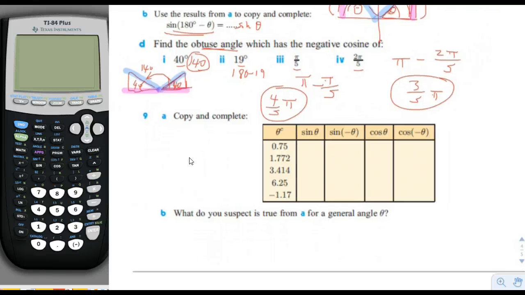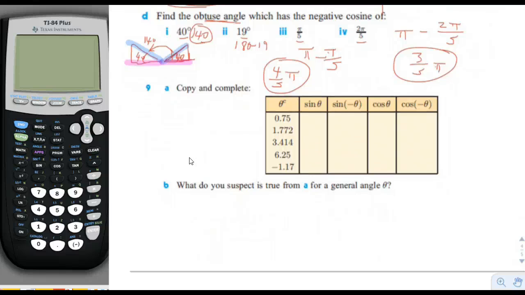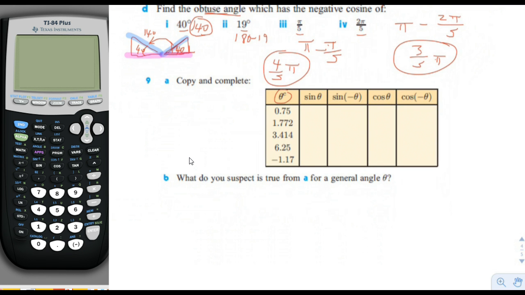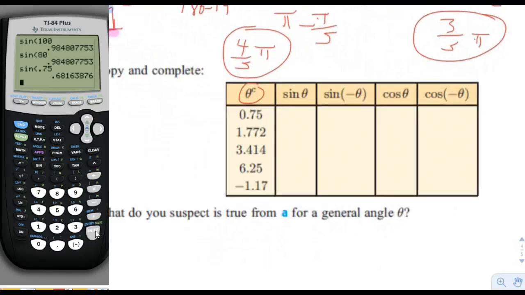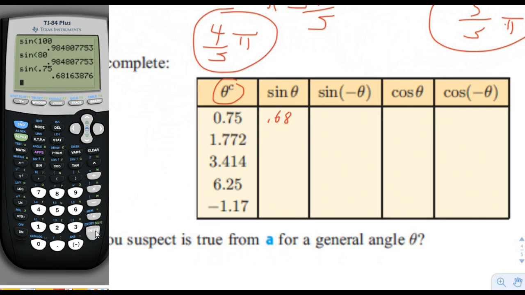Okay. Copy and complete. Now this time, look at the notation here. Theta with C in the superscript. That means we're doing radians. So if we're doing radians, then we do need to change the mode to radians. There we go. And so let's say sine of 0.75 radians is equal to 0.682. And then we want the cosine of the same thing, cosine of 0.75, 0.732.